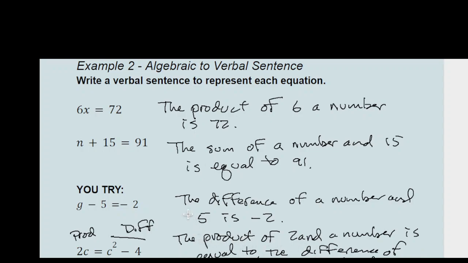All right, the product of 2 and a number is equal to the difference of the number squared and 4. And so that is how these work, right? Pretty straightforward. Just don't overthink it, right? And just find the easiest way to describe it that makes sense to you. All right, I'm going to pause here or stop the video here, and I will pick it up with the next example in the next video.